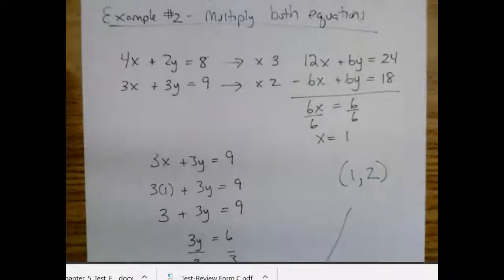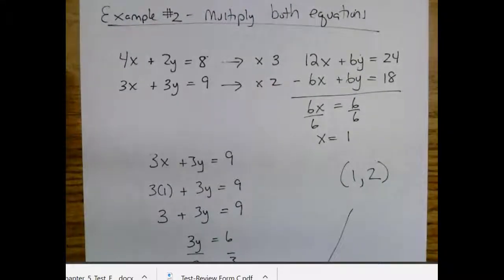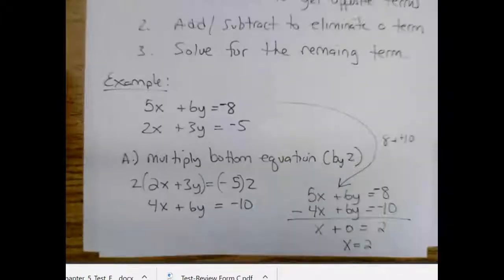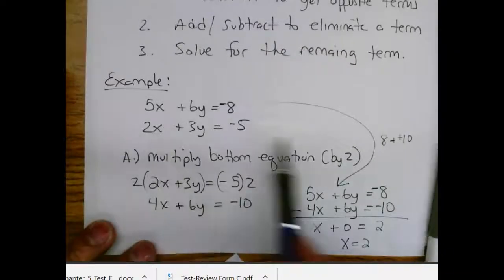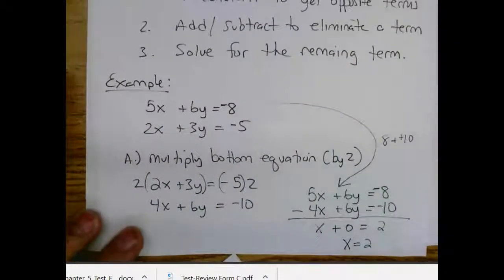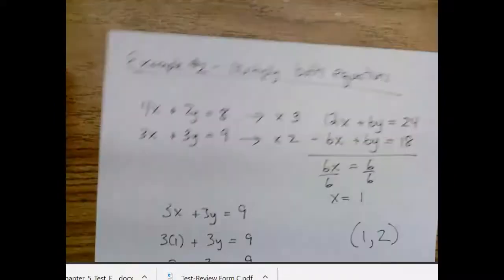is sometimes it's not going to work to just multiply one of the equations by the other, like we did there. If you remember, here we just took this bottom one and just multiplied by 2. And then we got the 6y. Sometimes that's not going to work, and we might have to do both.